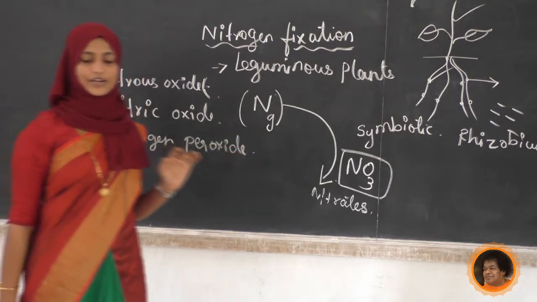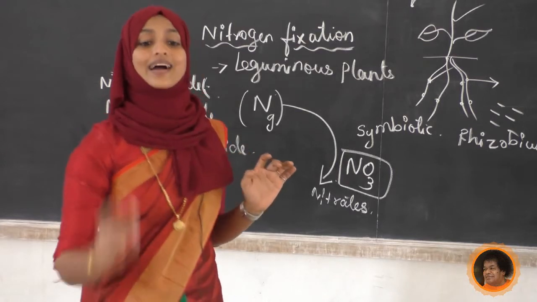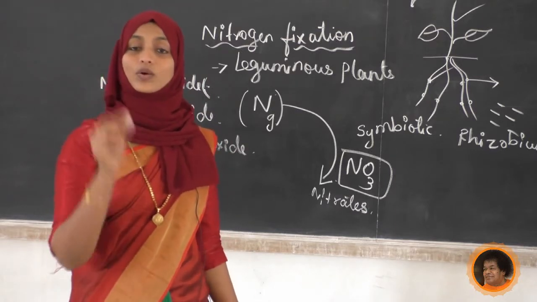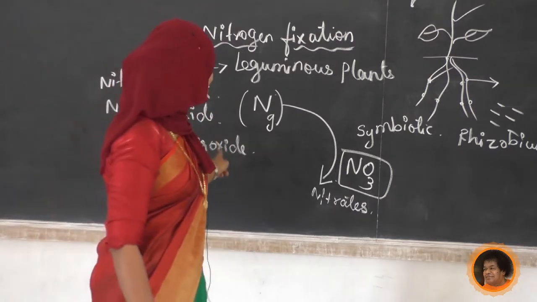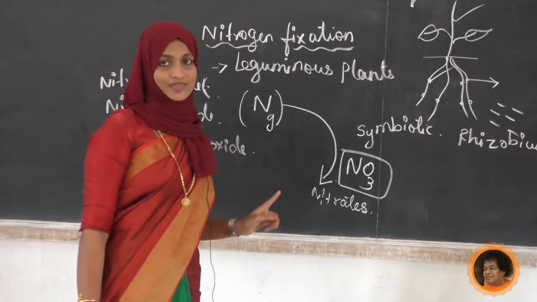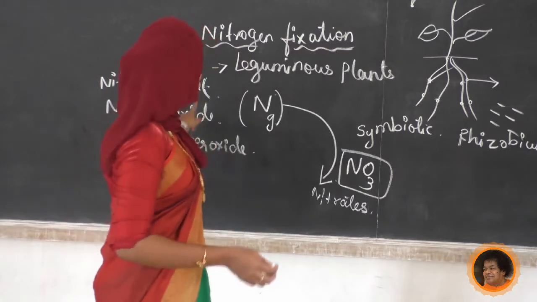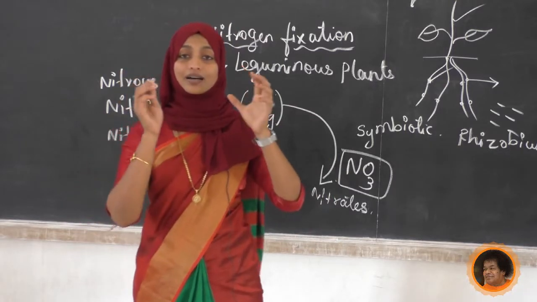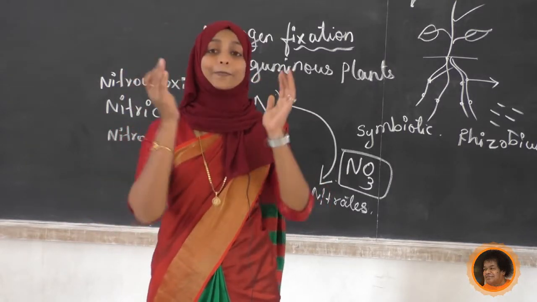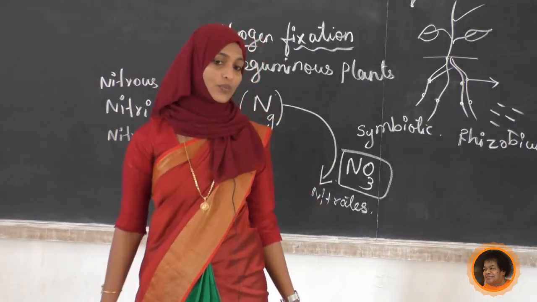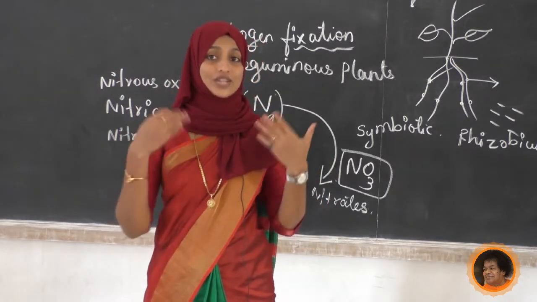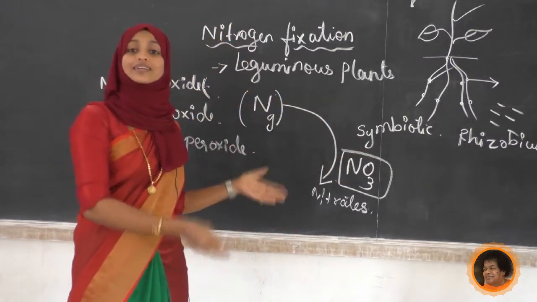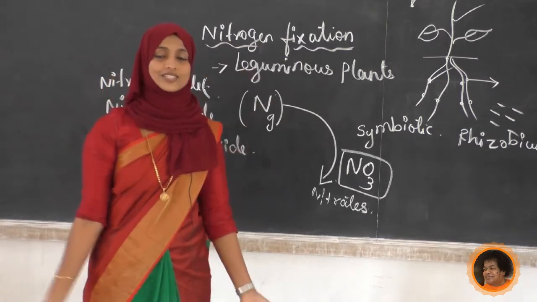Okay, these are the different forms of nitrogen in the atmosphere: nitrous oxide, nitric oxide and nitrogen peroxide. You have to search for the symbols for these. You have to refer to how we symbolically represent these three. So these are the different forms of nitrogen present in the atmosphere. Because of the lightning, this nitrogen is converted into these three forms, and it mixes with the rainwater and finally reaches the soil.